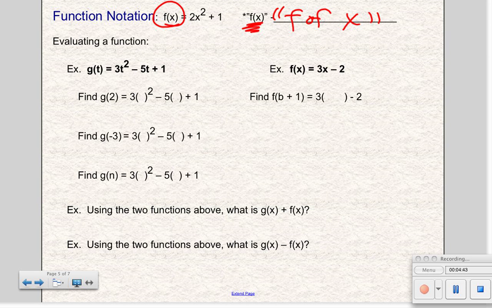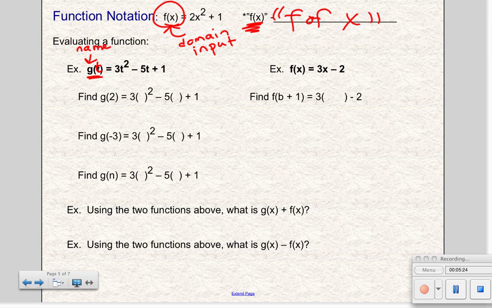This is my domain. That's my input. So whatever is in the parentheses is the thing that I am going to put in place of x. So that would say f of x is equal to 2x squared plus 1. So now if I go down here, now I've got g of t. So the name of my function is g, and my variable is t. So g of t. So my function g at t is equal to 3t squared minus 5t plus 1.